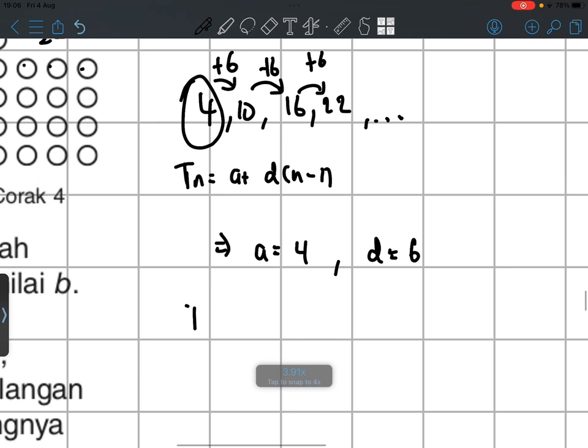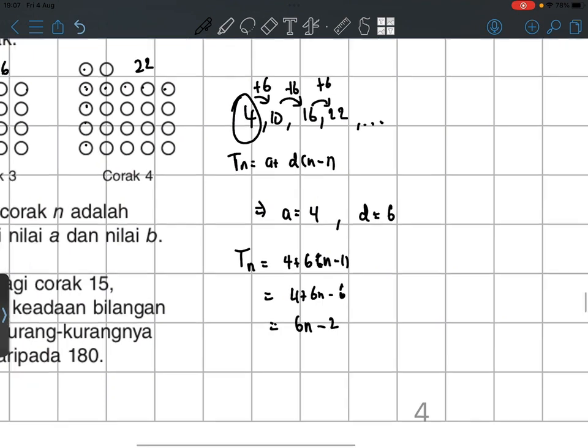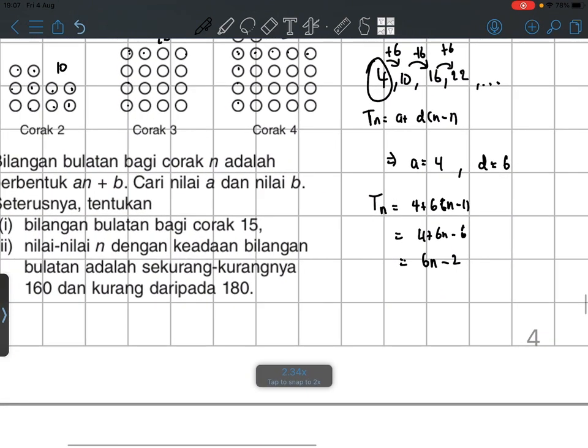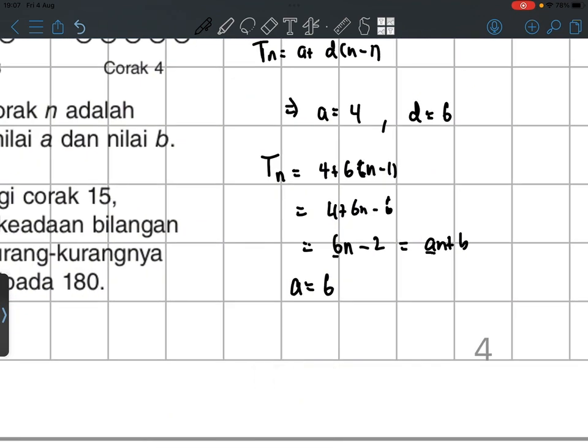Okay, so we just substitute the values. tn equals a is 4, d is 6, times (n minus 1). So we simplify this: 4 plus 6n minus 6, so this is 6n minus 2. Yep. We just compare with an plus b. So we know that a is 6, b is minus 2.